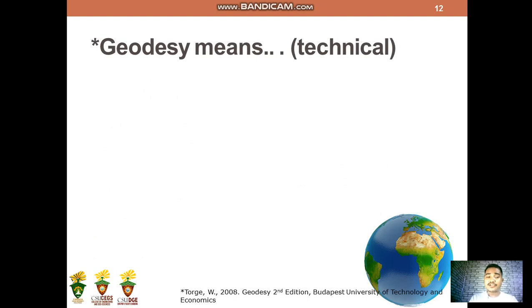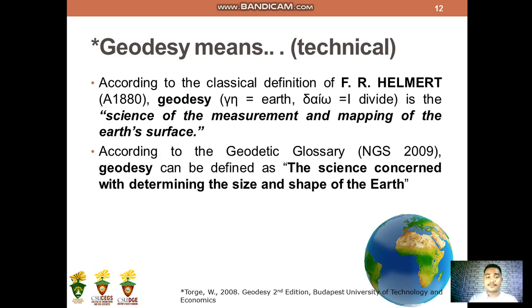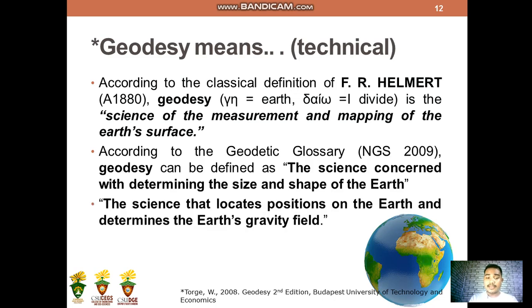Another technical definition of Geodesy is according to the classical definition of F.R. Helmert. According to him, Geodesy is the science of measurement and mapping of the Earth's surface. Another definition from the Geodetic Glossary or NGS 2009: Geodesy can be defined as the science that is concerned with determining the size and shape of the Earth, or it is the science that locates position on the Earth and determines the Earth's gravity field.